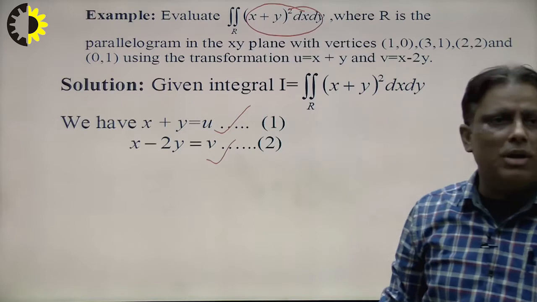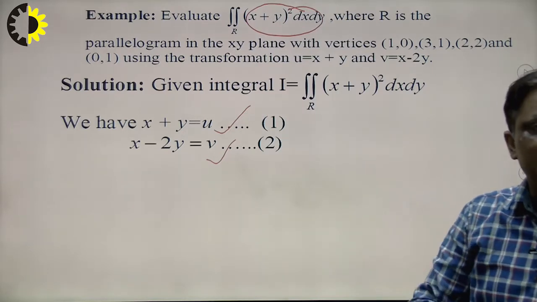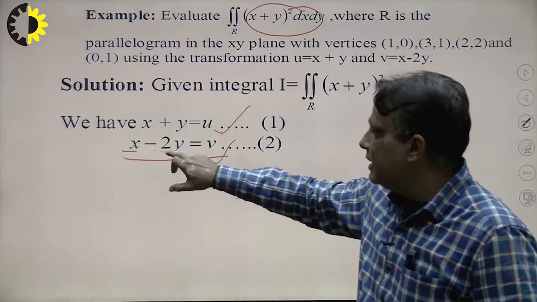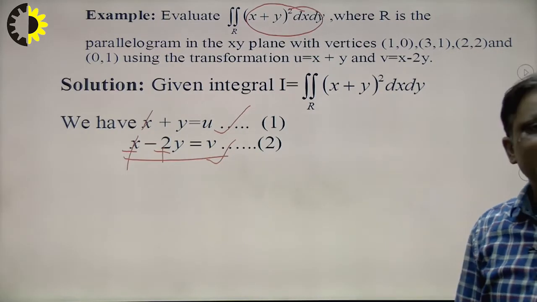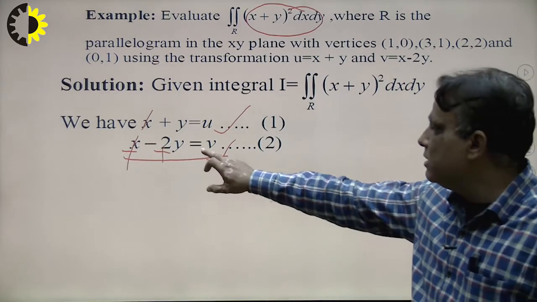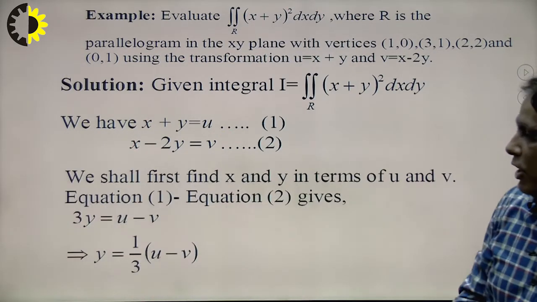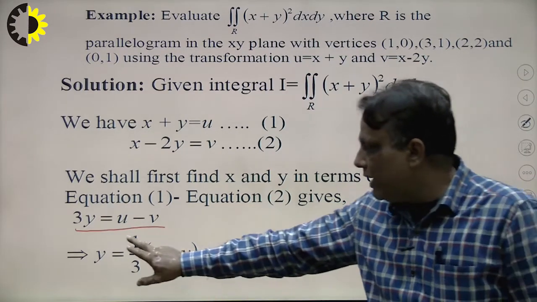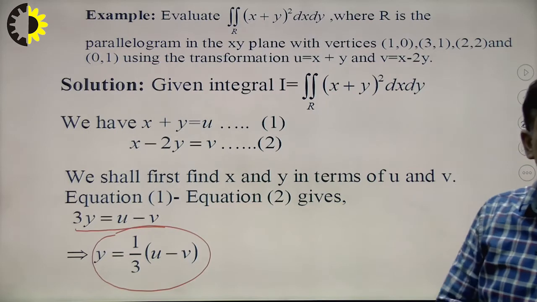So first of all I want to evaluate the values of x and y in terms of u and v. How to calculate? Suppose I write here this, and this is minus and this is plus, x cancels out. So what will be the value here? 3y is equal to u minus v. So what will be the conclusion here? We see that the value of y will be (u minus v) by 3. So first of all I calculate the value of y in terms of u and v.